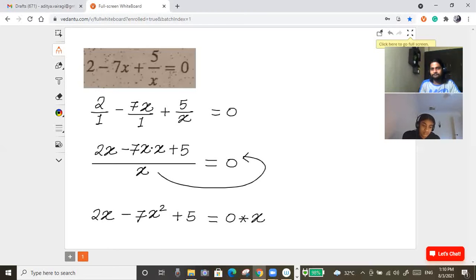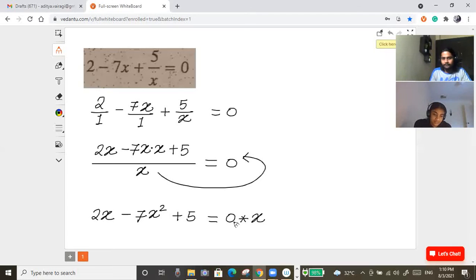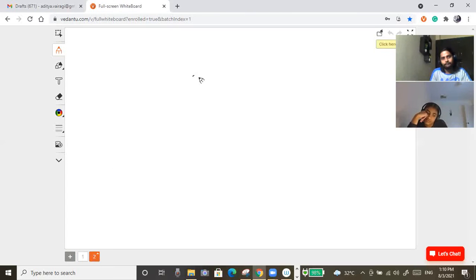Now what to do after that? 0 times any number is 0 only. So at the right hand side we just got 0. So 0 times x became just 0. We write it as it is.